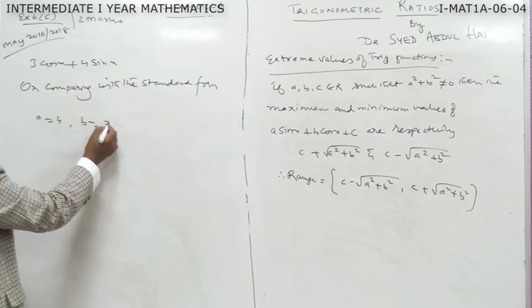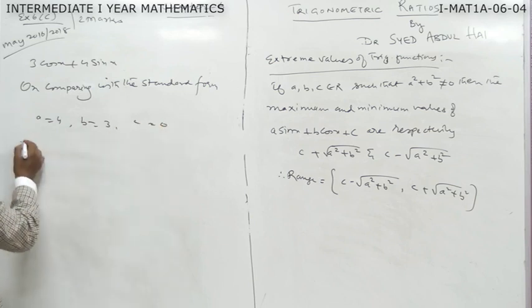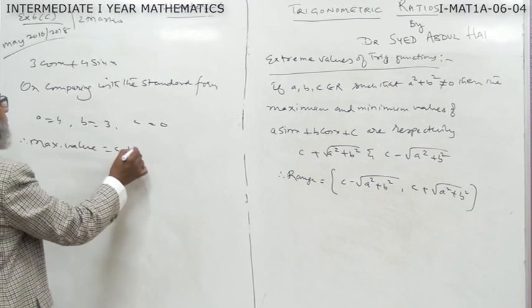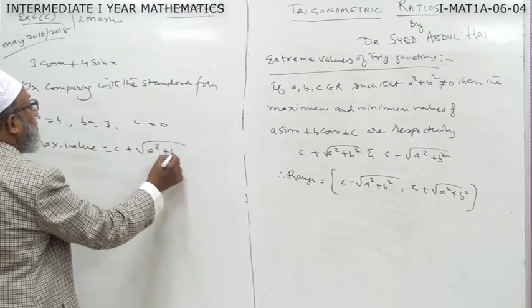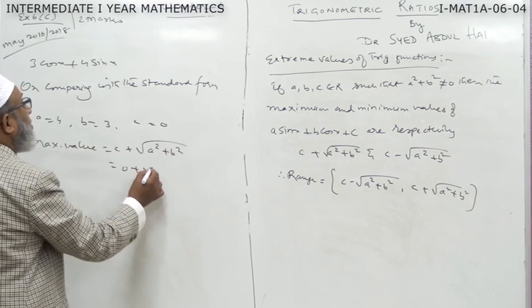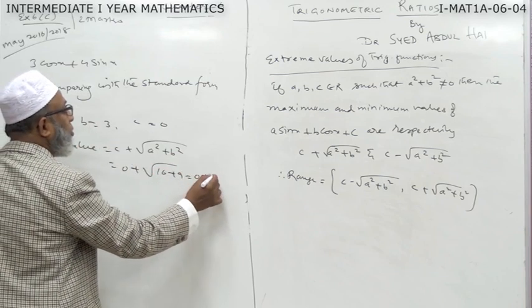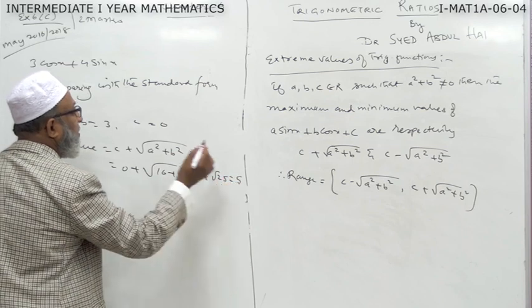B is equal to 3. C is equal to 0. Therefore, maximum value is equal to c plus root a square plus b square. What is c? 0. Root of a square plus b square, that is 16 plus 9, is equal to 0 plus 25, which is 5.